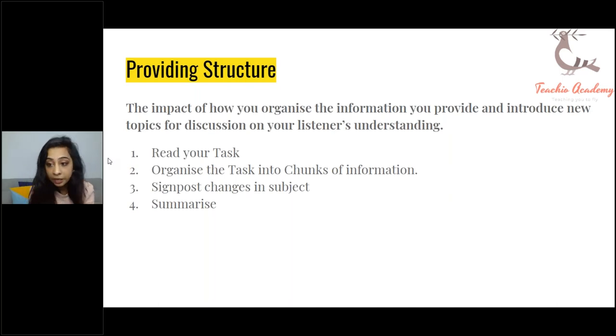This way, you tend to use a lot of full sentences, and your examiner knows that, one, you provided structure, two, you covered the whole of the task, and because you used a lot of full sentences, you're going to score very highly on your grammar. So these are a few strategies that we can use on our OET speaking to score higher.